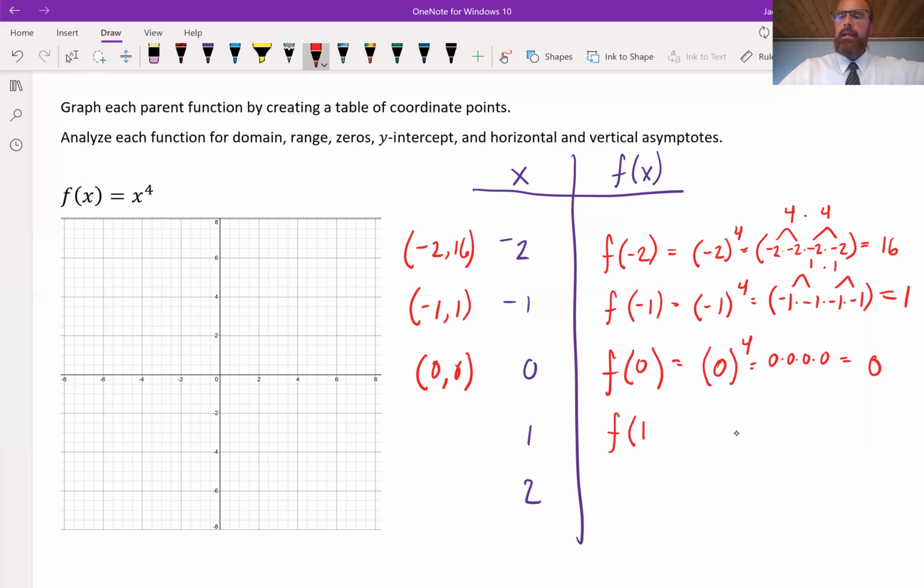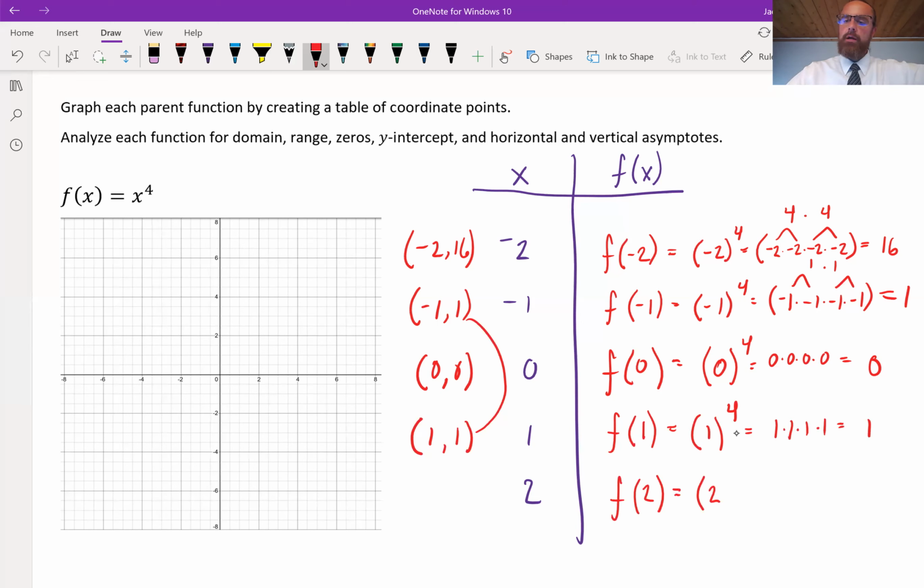F at 1. Now we've got to say, is this going to be the same or different from f at -1? So we'll set it up just as we had done. 1 to the power of 4 is 1 times 1 times 1 times 1, which is 1. And that, in fact, is the same output as -1. Notice there's a symmetry there that we'll talk more about later, but definitely we're seeing kind of a duplication there.